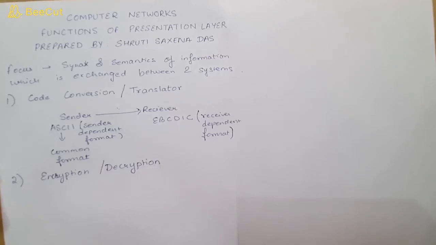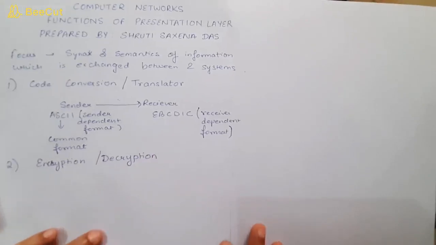Okay, the next function is encryption or decryption. Encryption decryption means that whatever text, whatever information you want to send, first of all you need to convert it into some random form. That random form will be sent, so that in the middle, if some hacker wants to hack that information, he won't be able to do so. So that is the purpose of using encryption.